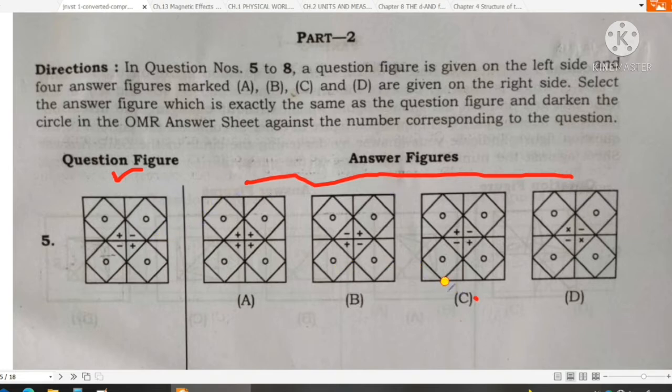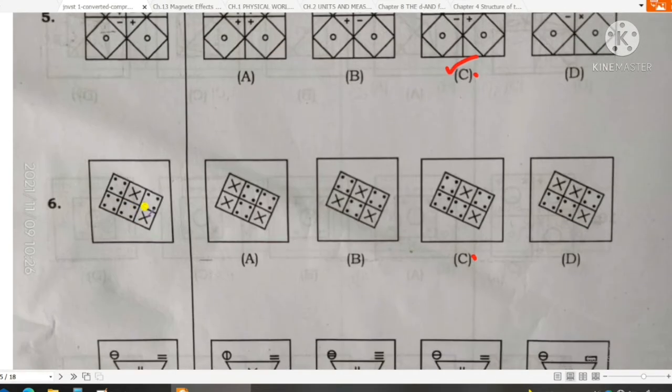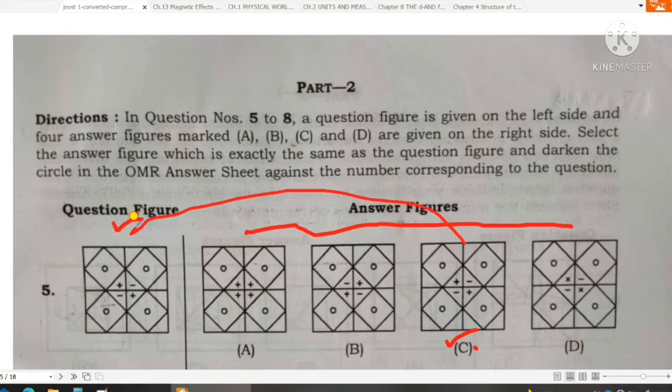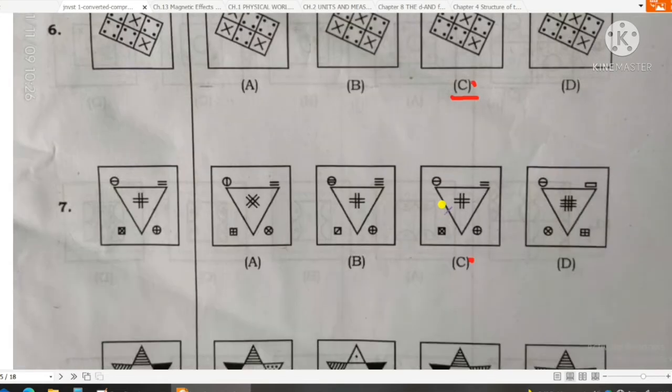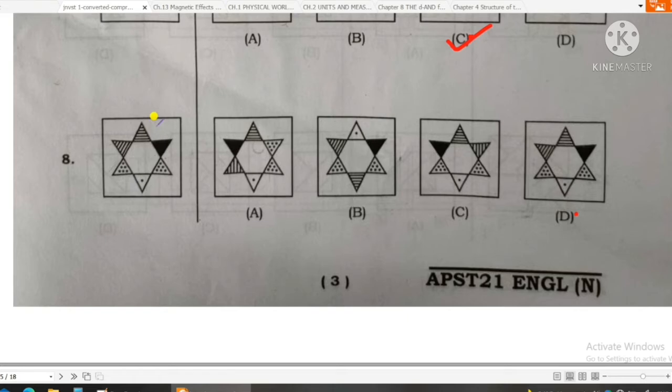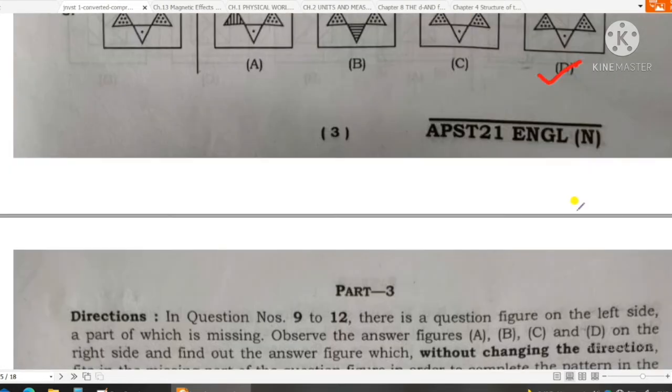So here you can see the C figure is exactly the same as the question figure. In question number 6, you can see the figure C is exactly the same as the figure of the question. Here also this figure is an exact copy of the question figure. Now the next one, this question figure resembles figure number C, so here the answer is C. In the same way, for question number 8, this question figure resembles this figure, so here the answer is D.